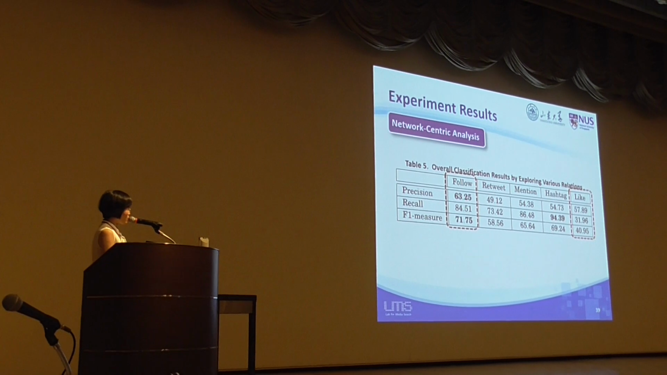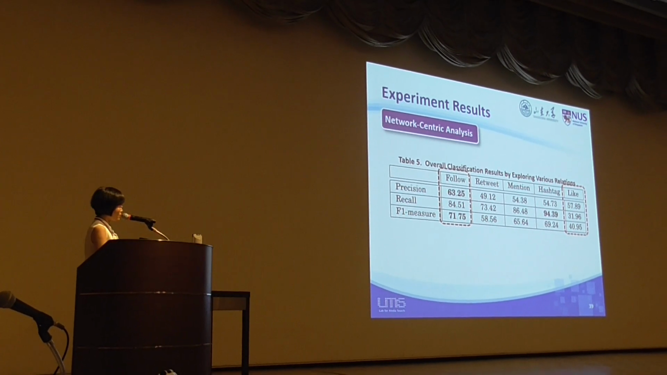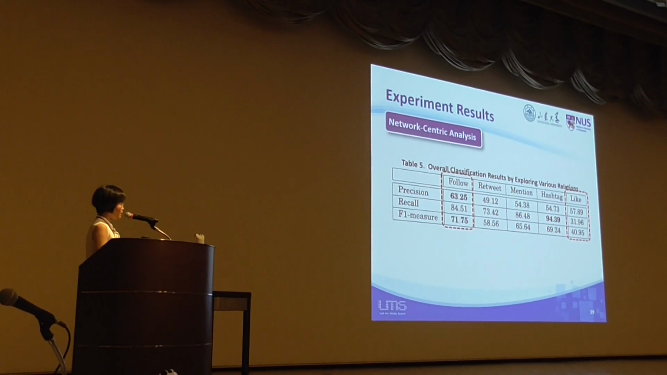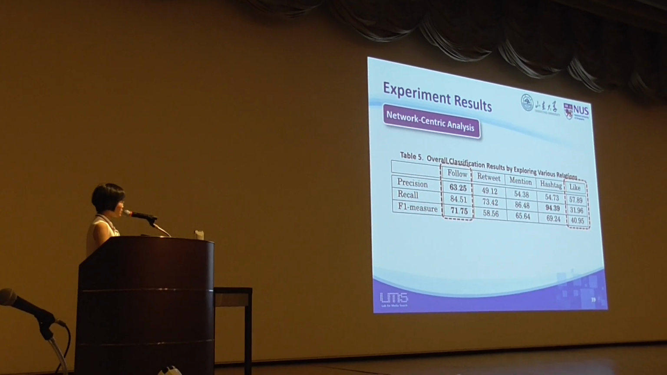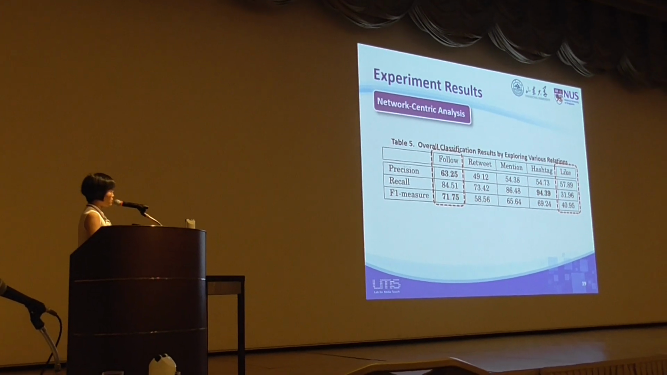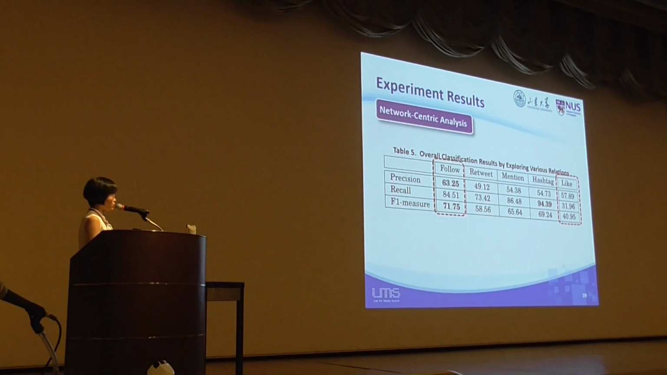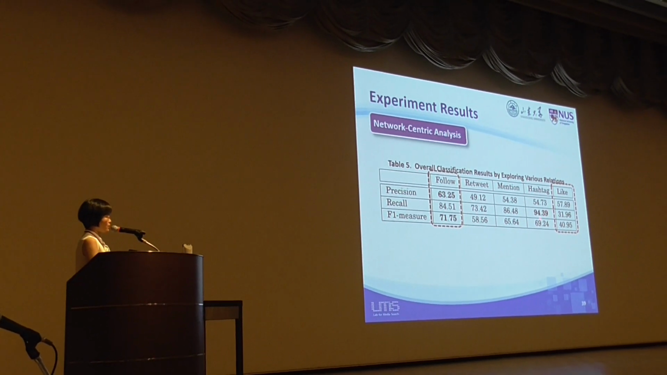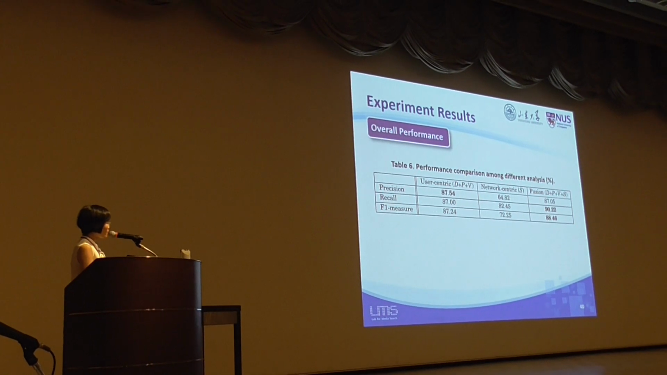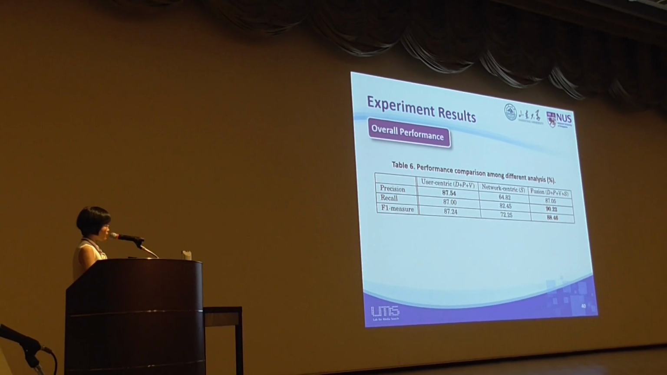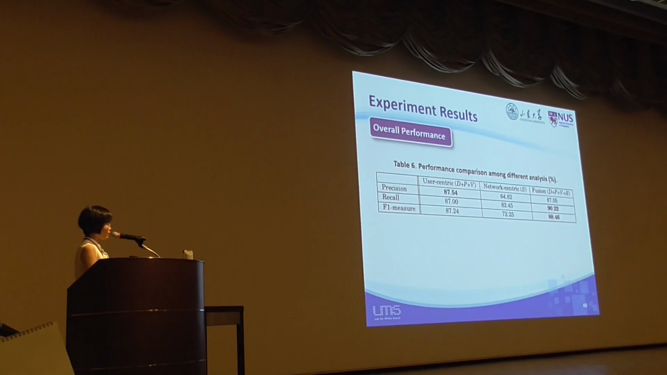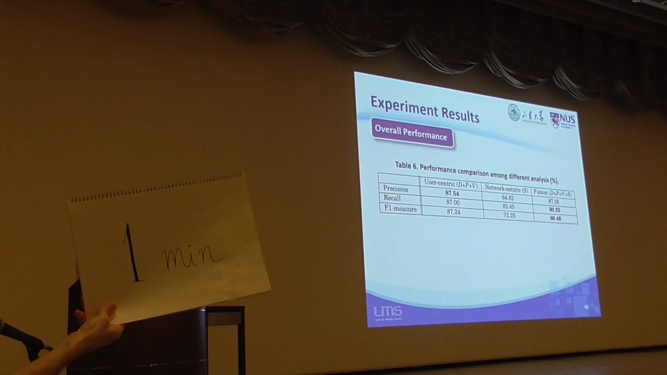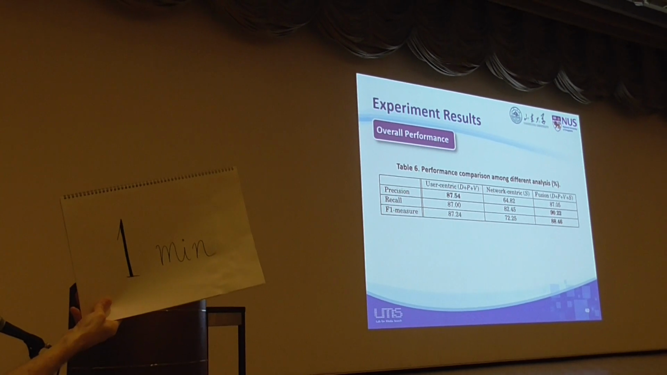And for the network-centric analysis, we found that among all these 5 social connections, the follow connection is the most prominent because it achieves the best performance, while the like connection is not so good. This may be due to the limited or sparse connections between users. Here we also compare each analysis and the fusion of the analyses, and as you can see, the performance can be boosted by combining these 2 analyses.